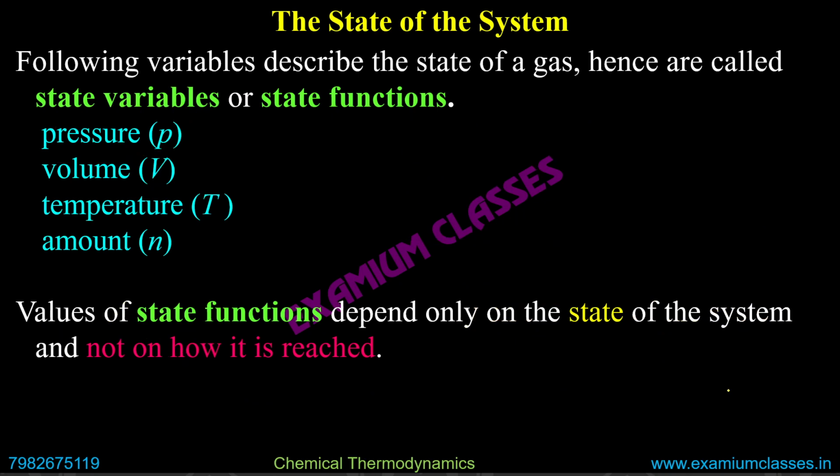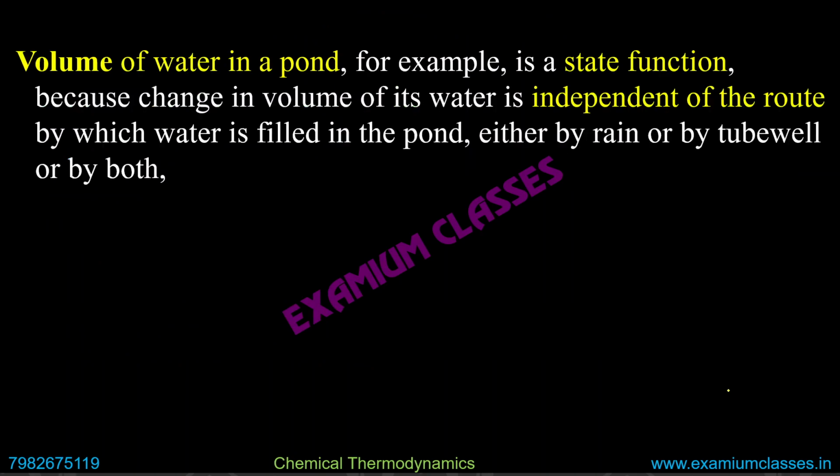Values of state functions depend only on the state, that is initial and final, and not on how it is reached. Volume of water, as I said earlier, volume of water in a pond, for example, is a state function because it will depend on how much difference in the volume took place. But whether it was through rainwater or from tube well water, it will not bother about it. It will not depend on that.